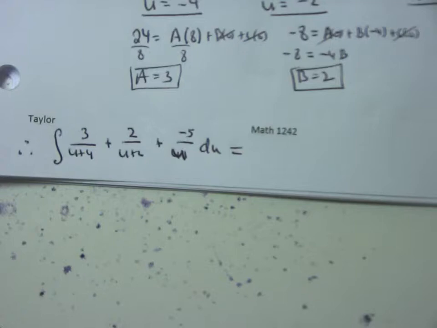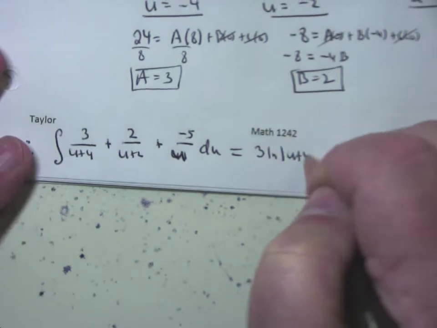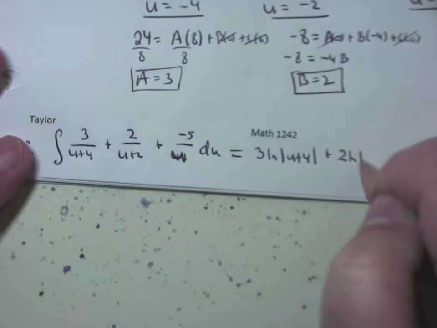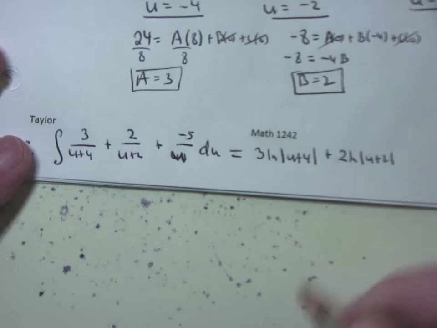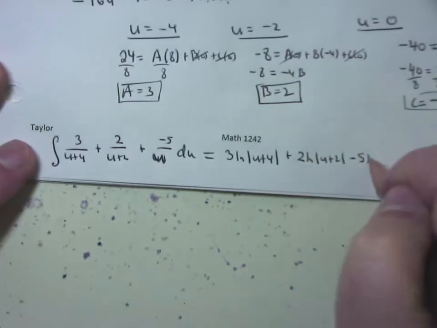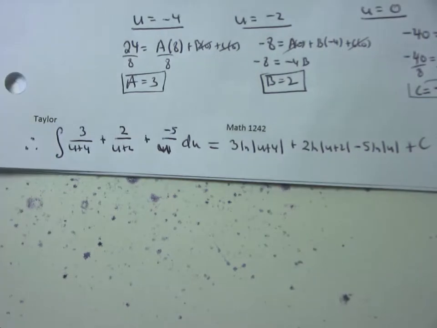U substitution in your head. What is the integral of 3 over u plus 4? 3 natural log absolute value of u plus 4. Plus, what's the integral of 2 over u plus 2 du? That'll be 2 natural log absolute value of u plus 2. And what's the integral of negative 5 over u du? Negative 5 natural log absolute value of u plus C. Does that make sense?